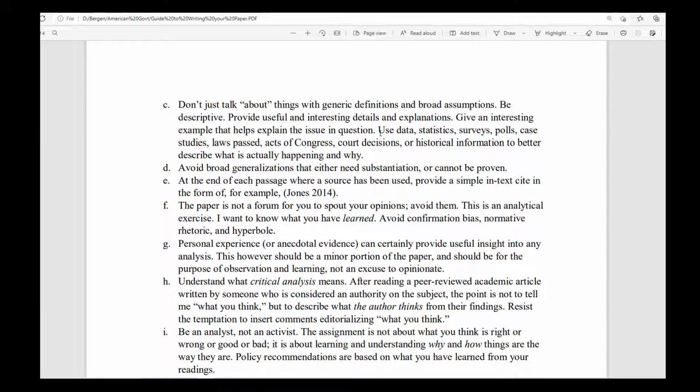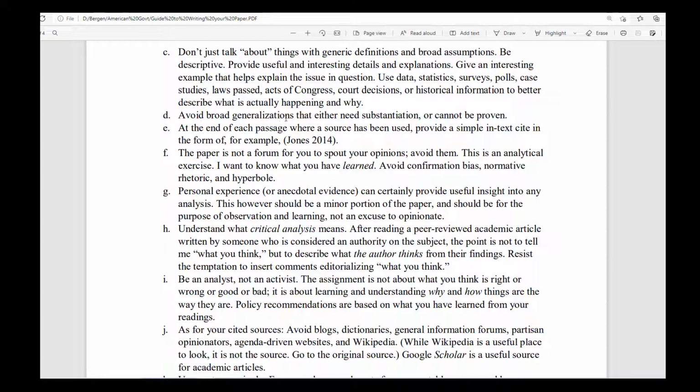If you're talking about a particular issue, throwing a couple really vivid examples out there helps the reader understand what's going on. Rather than just generically say that, oh, a lot of people think this or that, use a survey instead. There's lots of polls and survey data out there. That way you can add a sentence that says, oh, 73% of people actually believe this. That is a lot more credible than just saying something off the top of your head that, oh, yeah, most people think this. Well, that's called hearsay, and that's really not going to provide anything useful to your paper. So avoid those broad generalizations that need substantiation or that cannot even be proven.